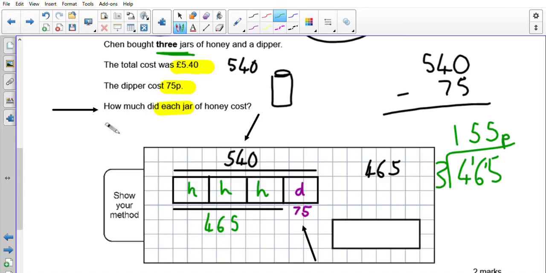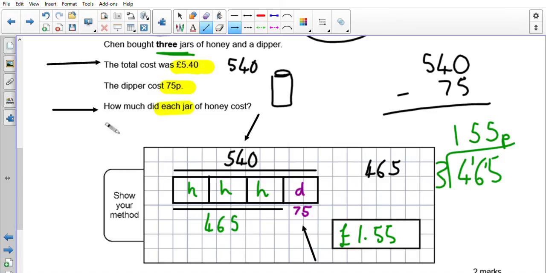So I can either put 155p or I can put £1.55. Now, because it doesn't give you the unit of measure to do money within the answer box here, you can do whichever way round you like. I've put it back into pounds because it gives me the total cost at the beginning in pounds, but either way you're going to get the mark for that.